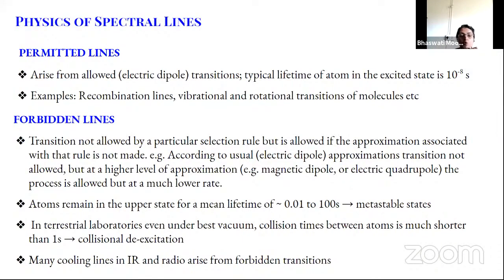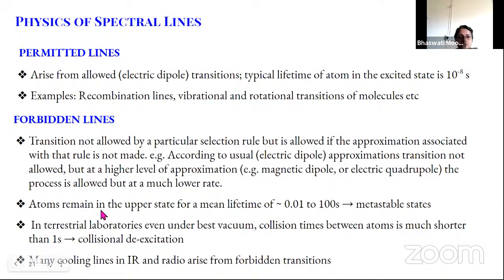It could be magnetic dipole or it could be electric quadrupole. These are all things which you will probably learn or have already learned in your atomic and molecular physics courses. These transitions do happen, but at a much lower rate. So the atoms remain in the upper state with a mean lifetime of between 0.01 to 100 seconds, in contrast to 10⁻⁸ seconds, and these states are called metastable states.